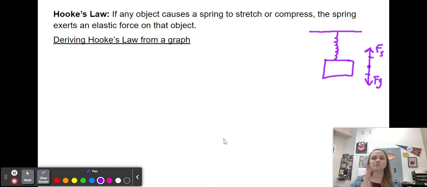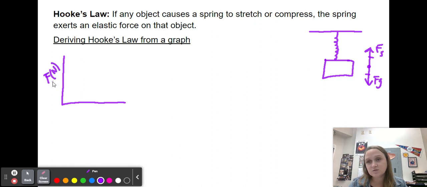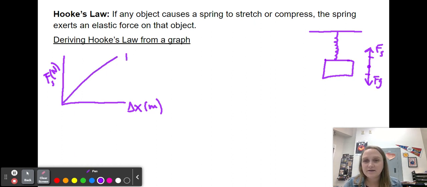So we're going to actually derive Hooke's law from a graph. We did this in a lab. We had a lab where we had force in newtons here, the spring force, because we stretched the spring and measured how far. And then we've got our change in position, which would be meters. Our data is going to fill up here. And we had our slope represent something.